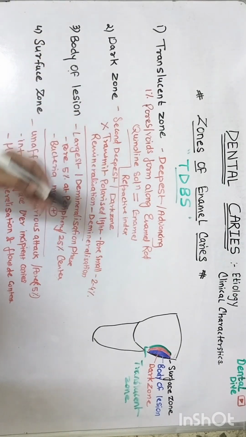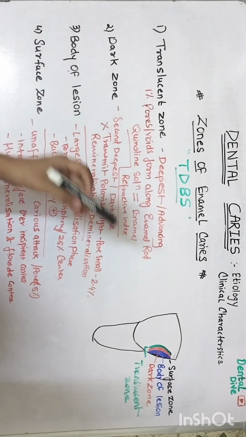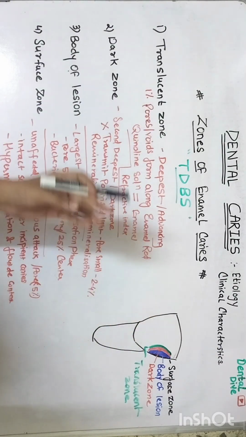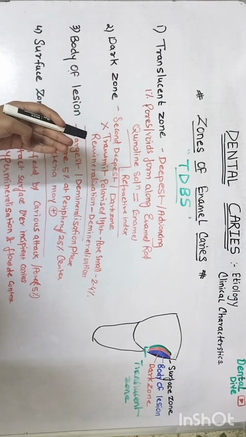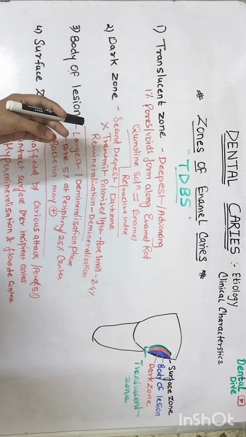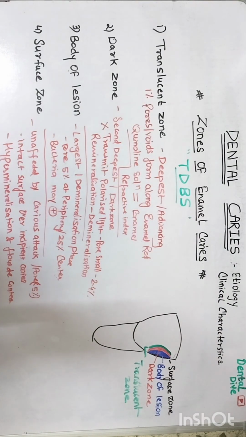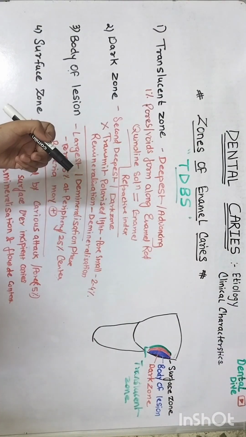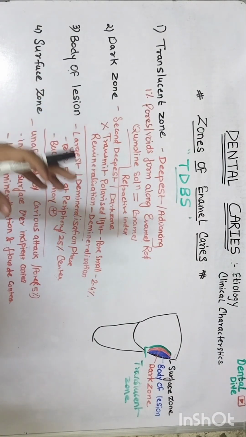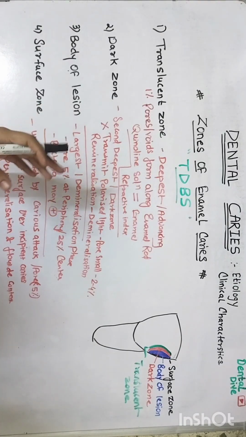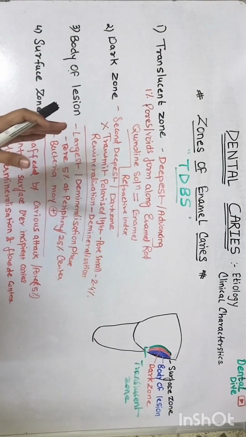is the same. So we have noted the outermost portion is surface zone, then the body of lesion, then the third one is dark zone, and the fourth one is translucent zone, where the surface looks better and the body has the most damaged area, with the dark zone trying to heal and the translucent zone where it starts.